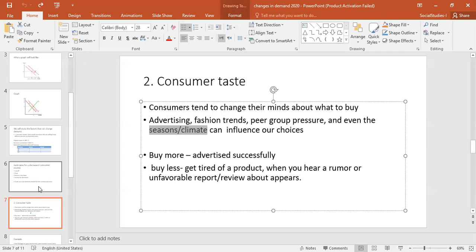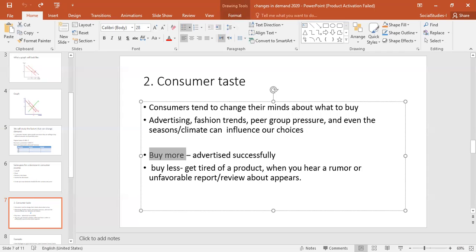Okay. So again, consumer taste is basically your opinion, or how you feel about buying certain things changes. But you have to remember that all these are factored into consumer taste because they have an influence on the choices that you make. Of course, as a company or as an advertising company or as a producer, you know that your advertising campaign was successful when you see that clients or people are buying more.